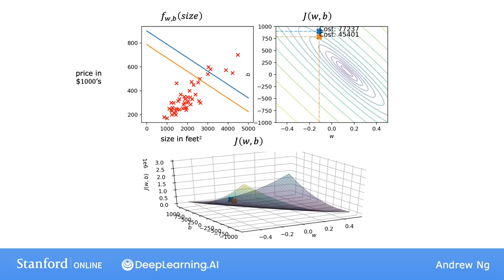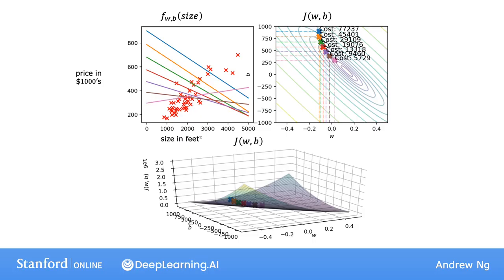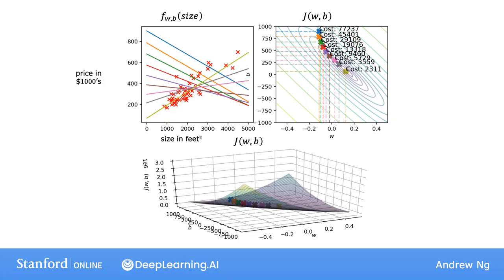Let's take another step. The cost function has now moved to this third point, and again, the function f of x has also changed a bit. As you take more of these steps, the cost is decreasing at each update. So the parameters w and b are following this trajectory.